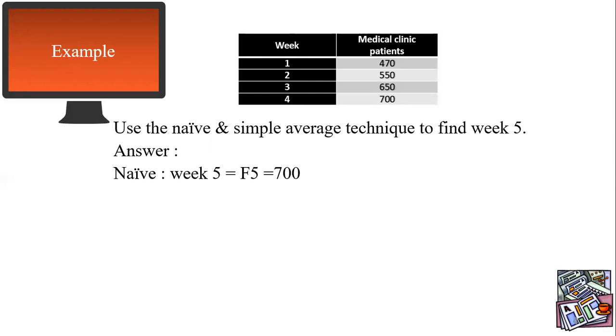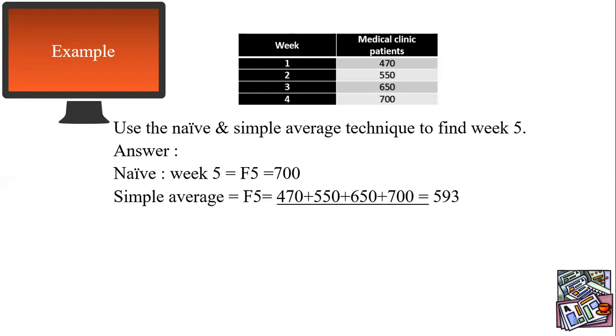So, which means that what happened in week 4 will be exactly the forecast for week 5. That's it. Without any thinking, no extra effort, not taking into consideration anything. What about the simple average? The simple average says that you have to gather all the data, the actual data, the 4 that you have here, divided by the number of observations. And then it will be 593. This is called the simple average.